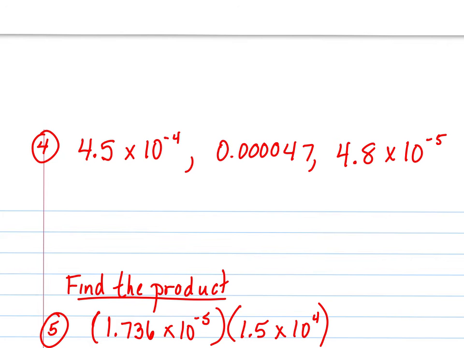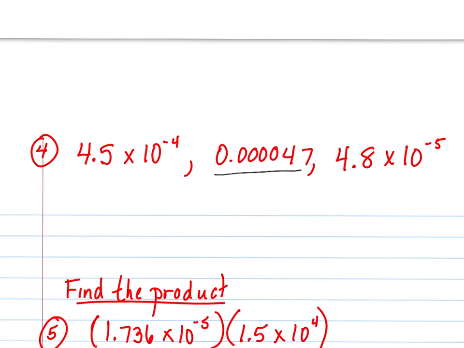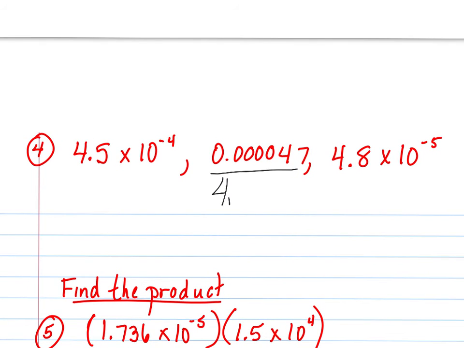We're going to change this into scientific notation. This number in scientific notation, what did you get, Tessa? 4.7 times 10 to the -5th. 4.7 times 10 to the -5th. How many of you agree? Okay. Which one is the smallest of exponents? You have a choice, -4 or -5. Which one's smaller, Seth?